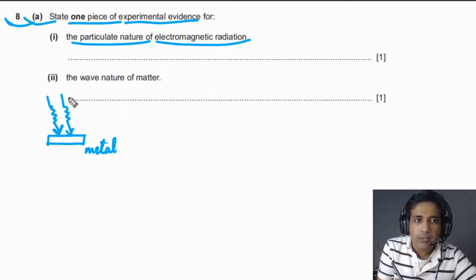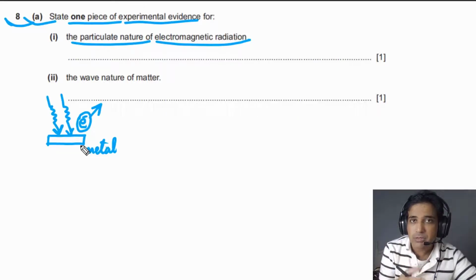in this case, if the energy of the photon of these electromagnetic radiations is greater than the work function of the metal, photoelectrons will be emitted from this metal. This emission of photoelectrons from the metal can only be explained if we use the particle nature of EM radiation. This cannot be explained based on the wave nature of EM radiation. So the evidence for the particulate nature of electromagnetic radiation is the photoelectric effect.